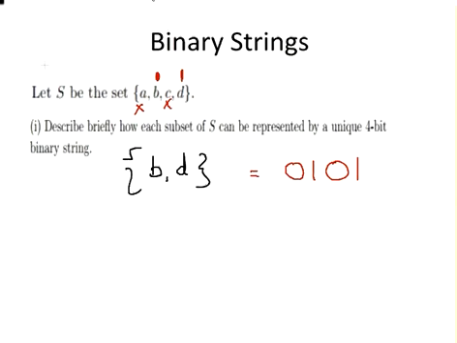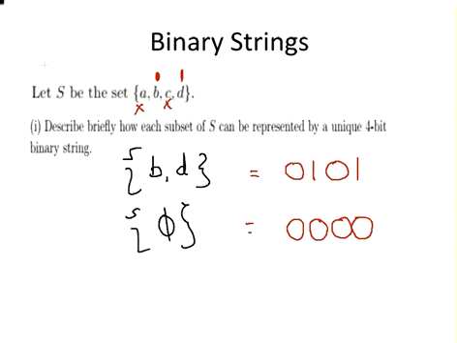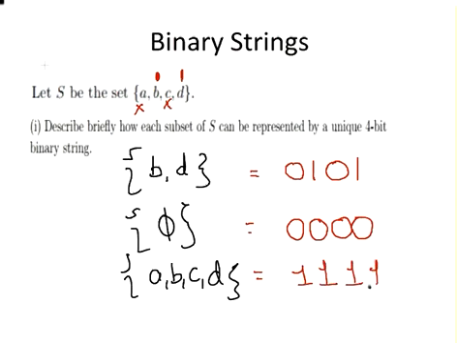Another example would be the empty set. In this particular case, none of the elements would be present. So 0 for A, 0 for B, 0 for C, and 0 for D. And let's look at another case again. A, B, C, and D. In this case, each element is present. So for each one, there is a corresponding 1. So in this case, it will be 1, 1, 1, 1. So that's straightforward enough. If an element is present, we have 1. If an element is absent, we have 0.